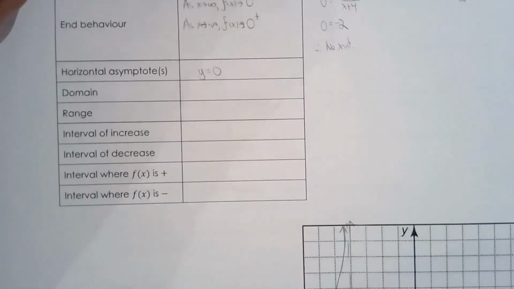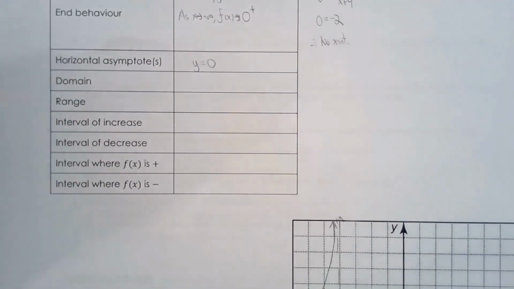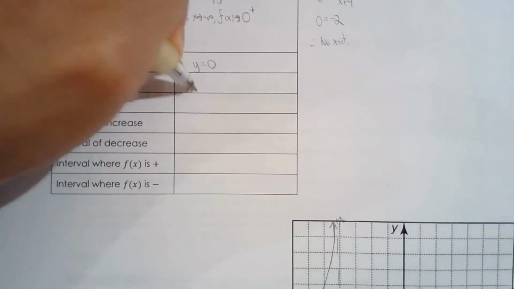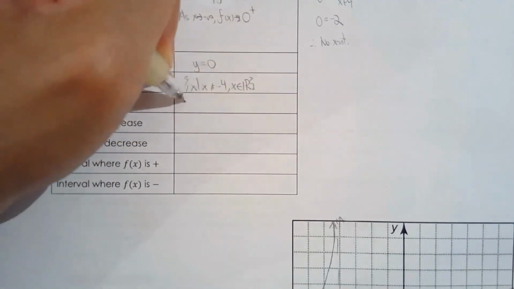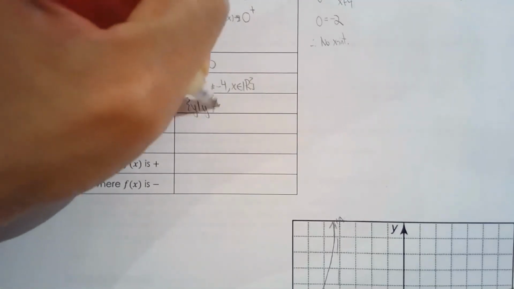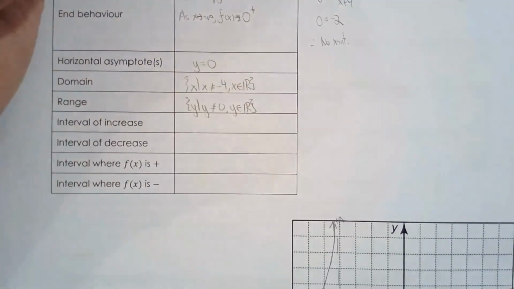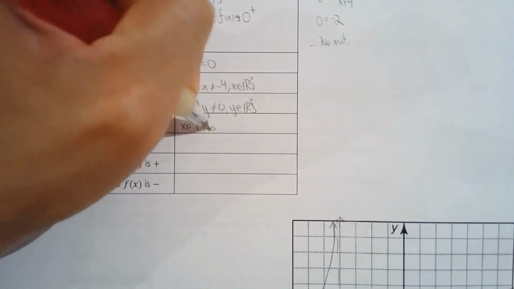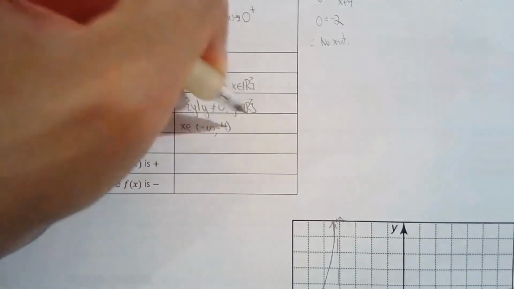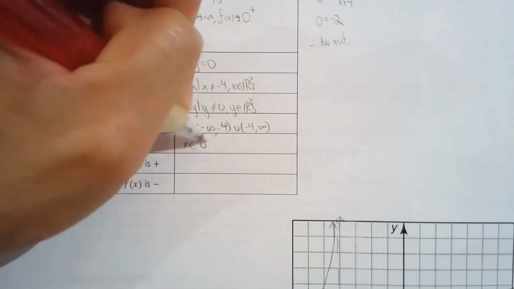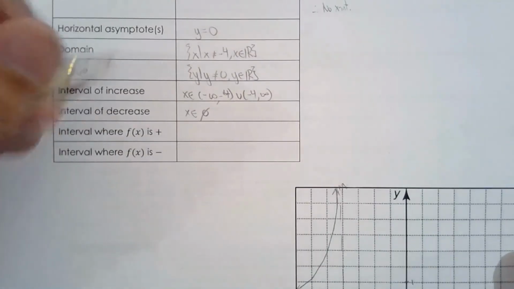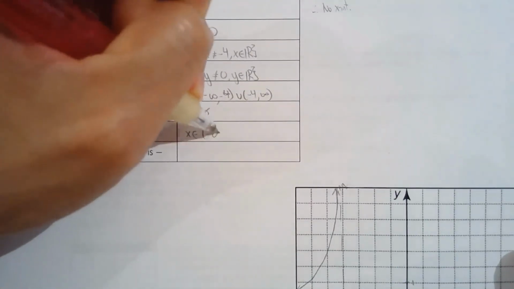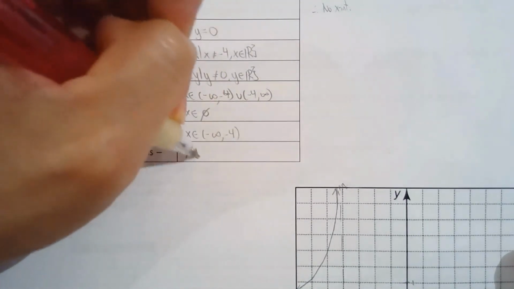Domain, range, all of this, I'm going to look at the graph. Domain, I didn't need the graph. x is not negative 4. Range, y is not 0, no x-intercepts, makes sense. Intervals of increase. This one is always increasing basically. The first branch is increasing, and then the second branch is increasing, which means it's not decreasing. Where is the function positive? It's positive on the first branch, and it's negative on the second branch.